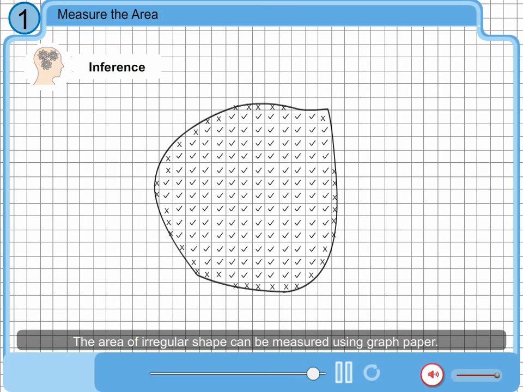Inference: the area of irregular shape can be measured using graph paper.